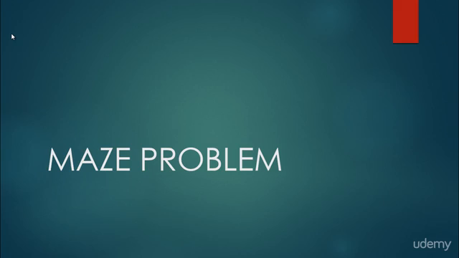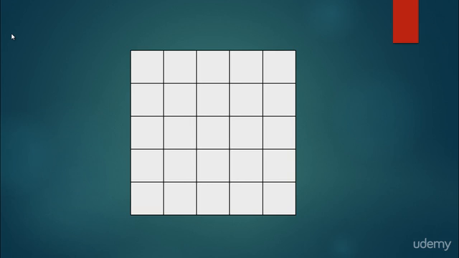Hi, in this video we are going to talk about the maze problem in theory. So let's get started. Let's suppose we have a 5x5 chessboard-like two-dimensional plane. We are going to represent the maze with a two-dimensional array or a matrix.